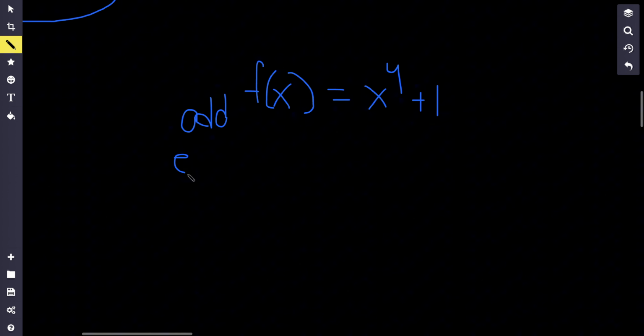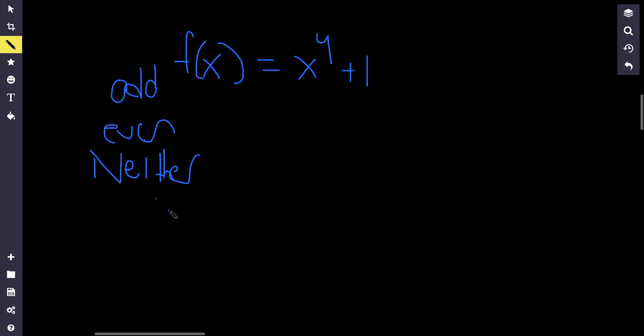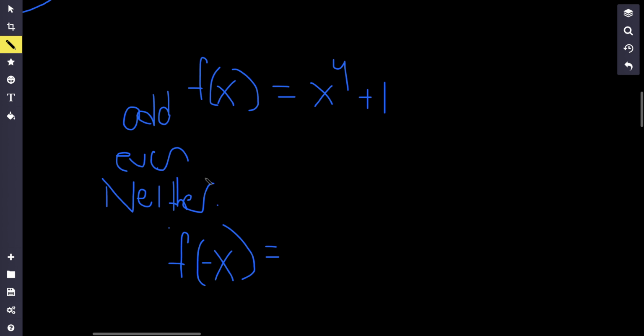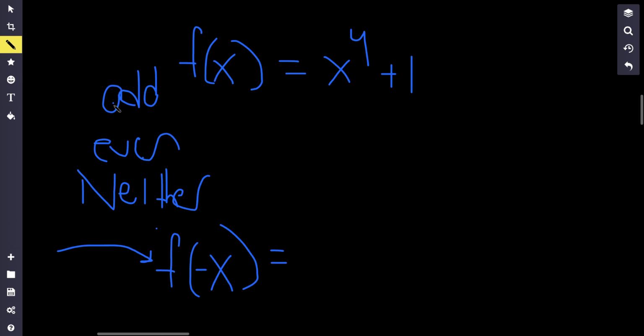Let's say I have the function f of x equals x to the fourth plus 1. Is this function odd, even, or neither? The first step is always to plug in f of negative x. If you want to find out if a function's odd, even, or neither, you want to find out what f of negative x is equal to.